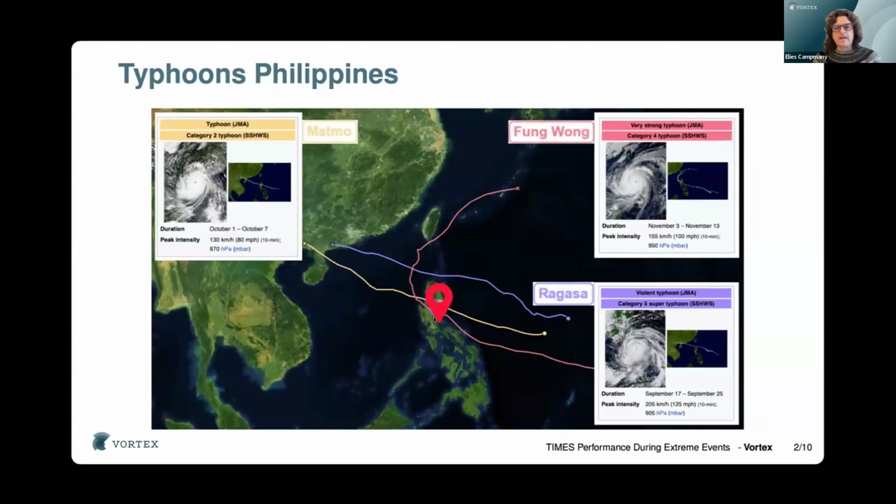It is expected that for this location, the effect of these two typhoons, Fung Wong and Madmo, will be higher in magnitude, as the track is closer to this location. And for Ragasa, it won't be that strong, even though that is the strongest one of these three events.